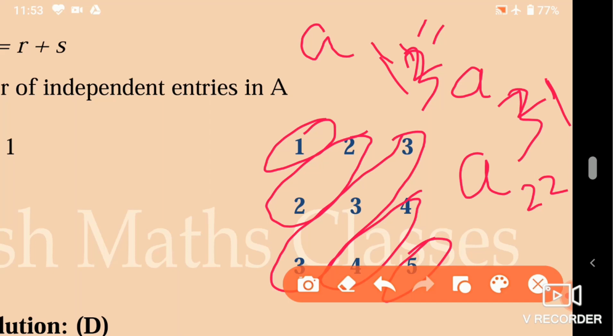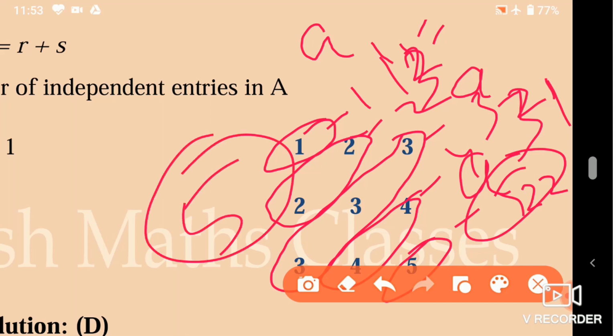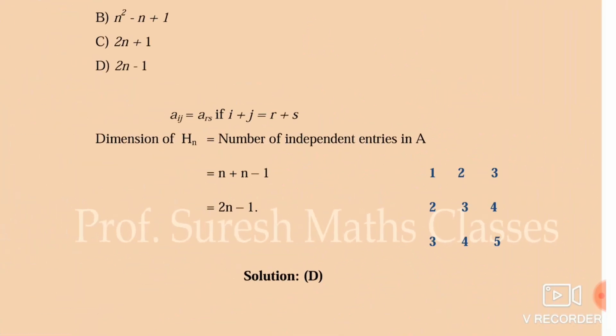So the meaning is, in short, our trick is, this is 1 free entry, 2 free entries, 3 free entries, 4 free entries, totally 5 free entries. So 5 free entries are possible. In the given options, substitute n equal to 3 and find out the answer.